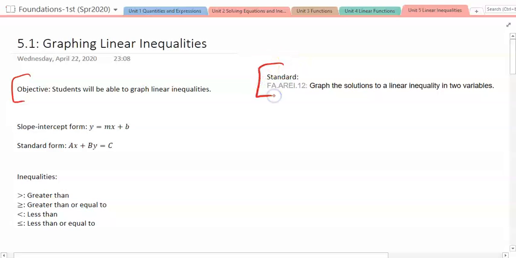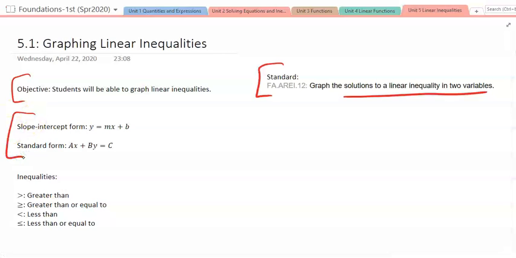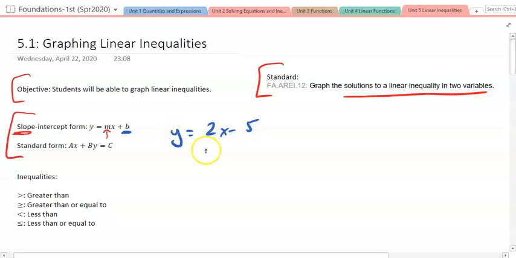This falls under the standard of AREI 12, being able to graph the solutions to a linear inequality in 2 variables. Let's review a couple things that some of you are having some struggles with. These 2 forms here: remember that slope-intercept form is y equals mx plus b, and the standard form of an equation is ax plus by equal to c. In slope-intercept form, the m is the slope and the y-intercept is the b. So if I have y equals 2x minus 5, the slope would be 2 and the y-intercept would be negative 5.